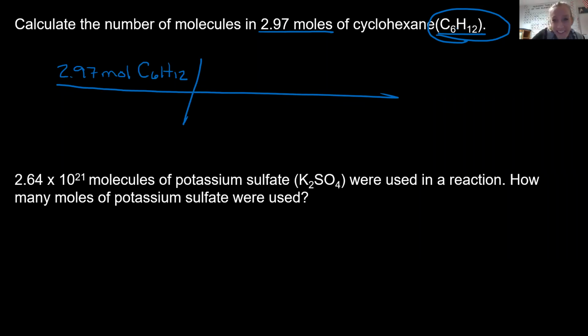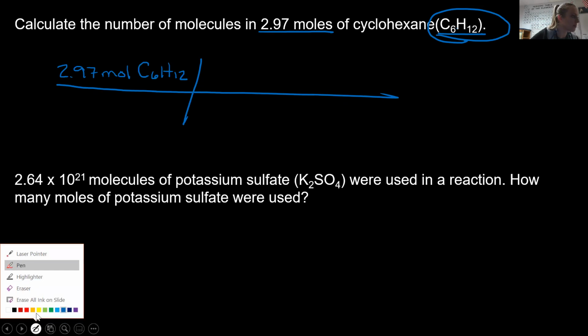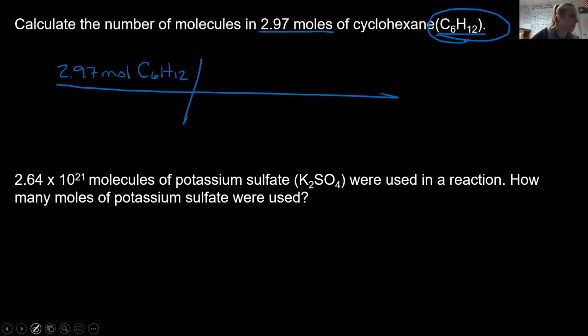So next question. All right. So Olashan, how do I set up the next part of my railroad track then? We know we're using Avogadro's number. And just to remind everyone, Avogadro's number is 6.022 times 10 to the 23rd molecules. Okay. How do I set this up?